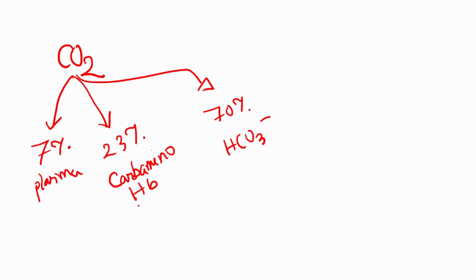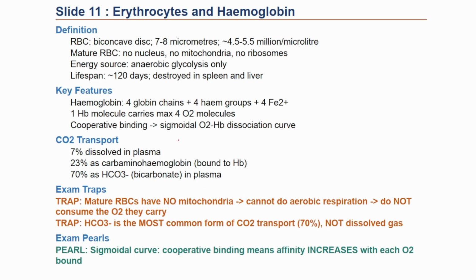Now that we have mapped out these cellular dimensions, structural tetramers, and gas fractions from first principles, let us transition directly to our text and anchor these concepts to the exact definitions, features, and high-yield traps on slide 11. First things first, a red blood cell is a biconcave disc measuring 7 to 8 micrometers with a standard resting concentration of 4.5 to 5.5 million per microliter.